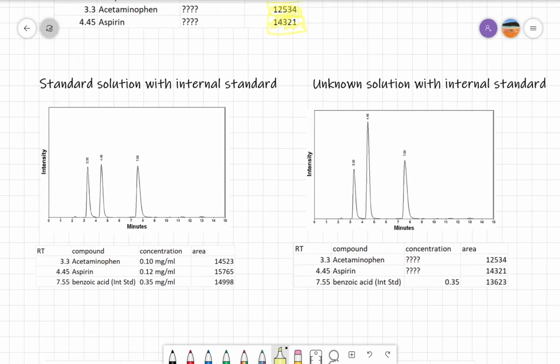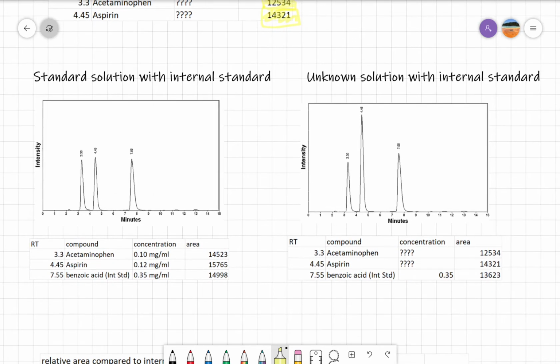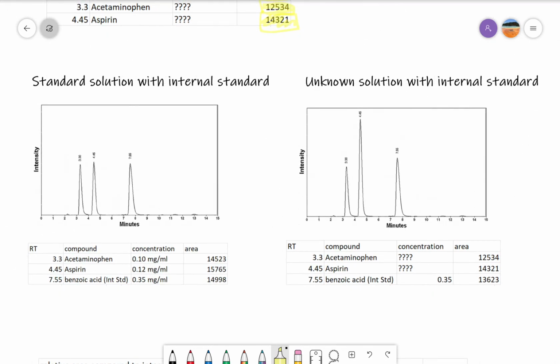So just like in a UV-Vis experiment, we still have to do a standard injection so that we get the response factor of the different compounds. In an HPLC experiment, this term response factor is equivalent to talking about the sensitivity or the slope or the response of the detector to the different components.